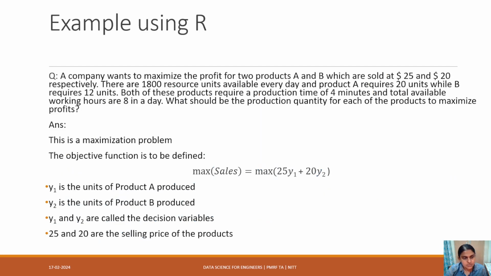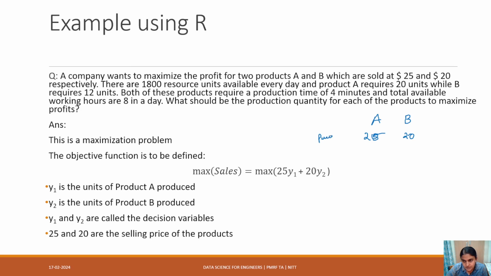So another question, I have put a question for solving in R also. First we will find out the problem definition. The company wants to maximize the profit of 2 products, A and B, which are sold at 25 and 20 dollars respectively. So I can write 25 and 20 as the prices.